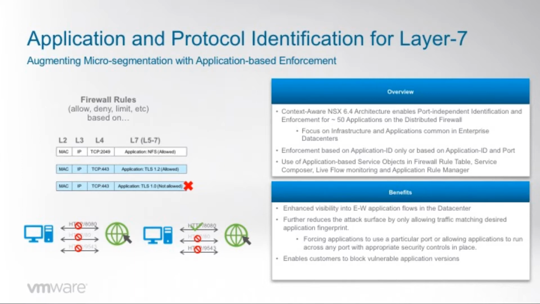Benefits of the app and protocol identification feature are enhanced visibility into the east-west application flows in the data center, as we can now identify the L7 application in addition to the port the traffic is running on.